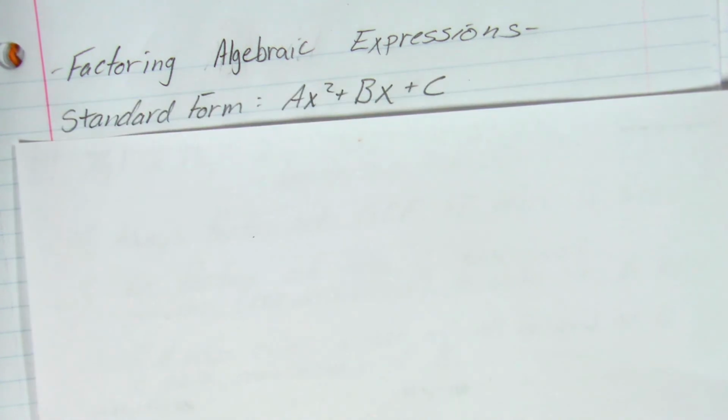Okay, this video is the lecture notes for factoring algebraic expressions. First thing we have to talk about is what is known as standard form, and I refer to standard form a lot when I'm doing this. Standard form is defined as ax² + bx + c.